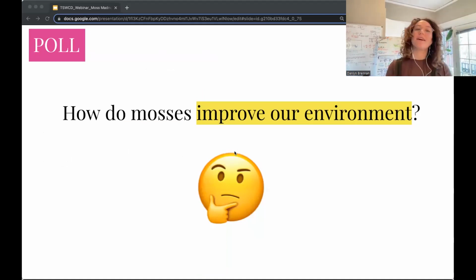So to ask a question to all of you: how do you think mosses improve our environment? Now that you have a little idea of how mosses interact with their environment, what do you think they can do for humans and other living animals? What do you think they can do to improve our environment? Just any ideas. I'm just curious to see where your mind goes. I'll give you a few moments to fill in.